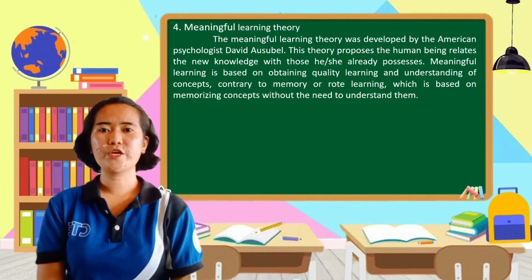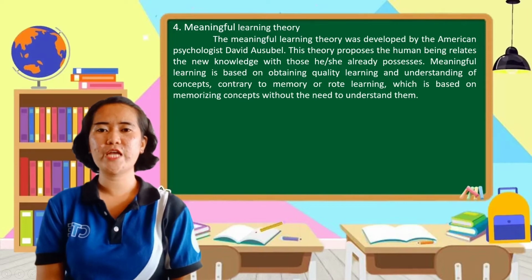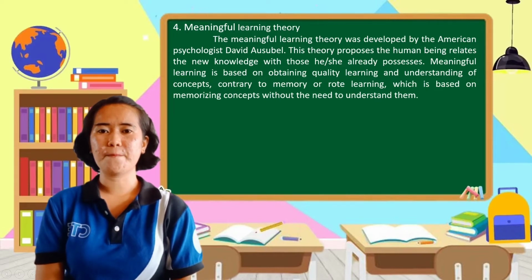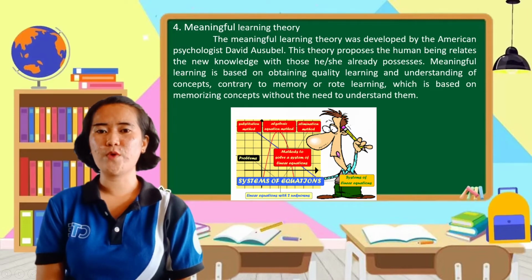Fourth, meaningful learning theory. The meaningful learning theory was developed by the American psychologist David Ausubel. This theory proposes that the human being relates the new knowledge with those he or she already possesses. Meaningful learning is based on obtaining quality learning and understanding of concepts, contrary to memory or rote learning, which is based on memorizing concepts without the need to understand them. An example of meaningful learning is to understand how multiple mathematical formulas can be derived from a single formula rather than memorizing all of them by rote.